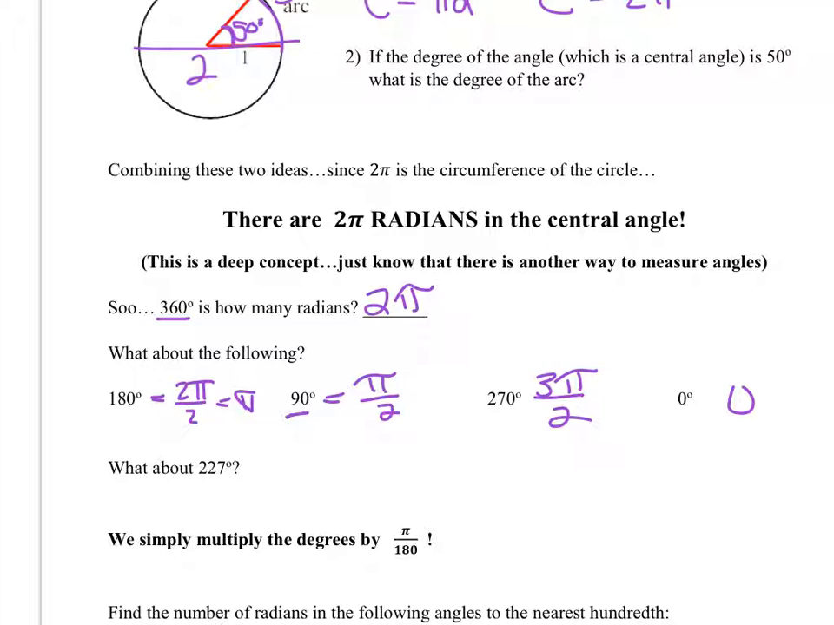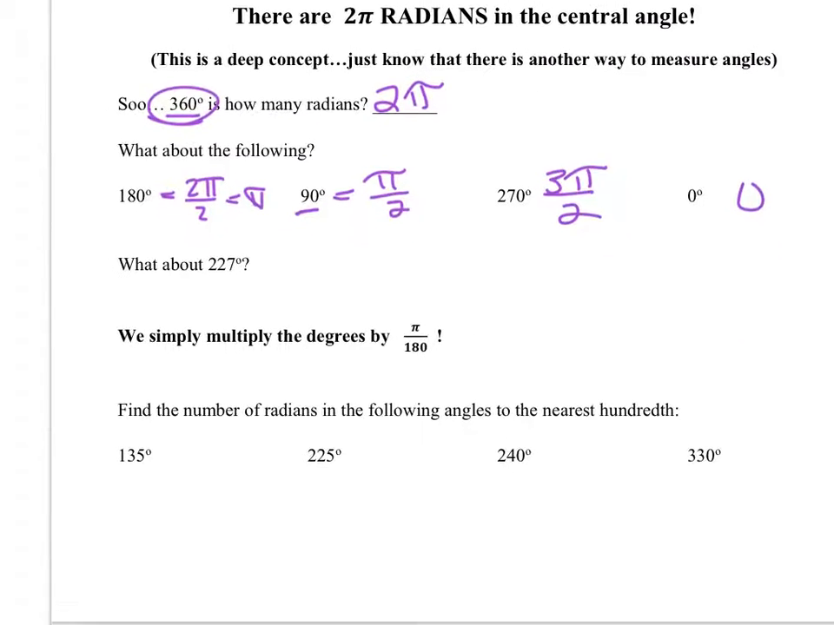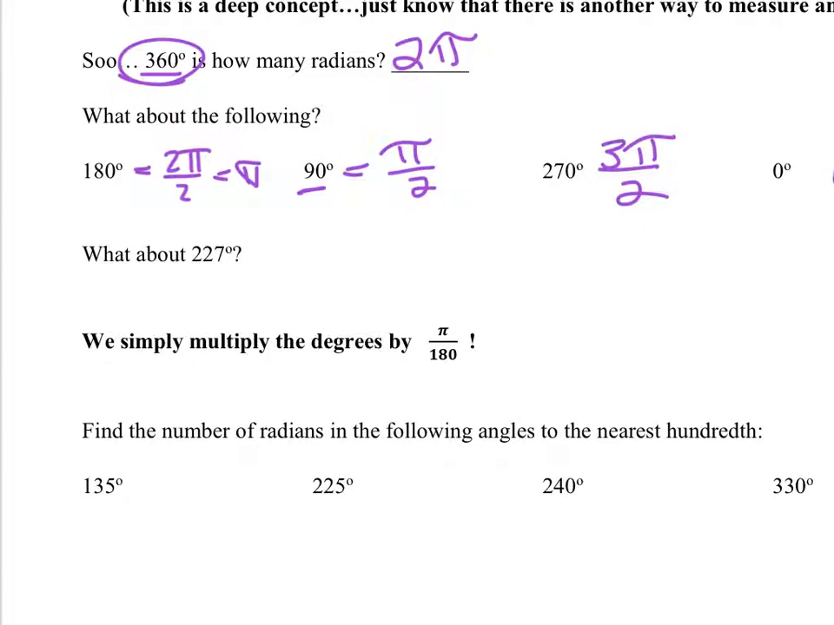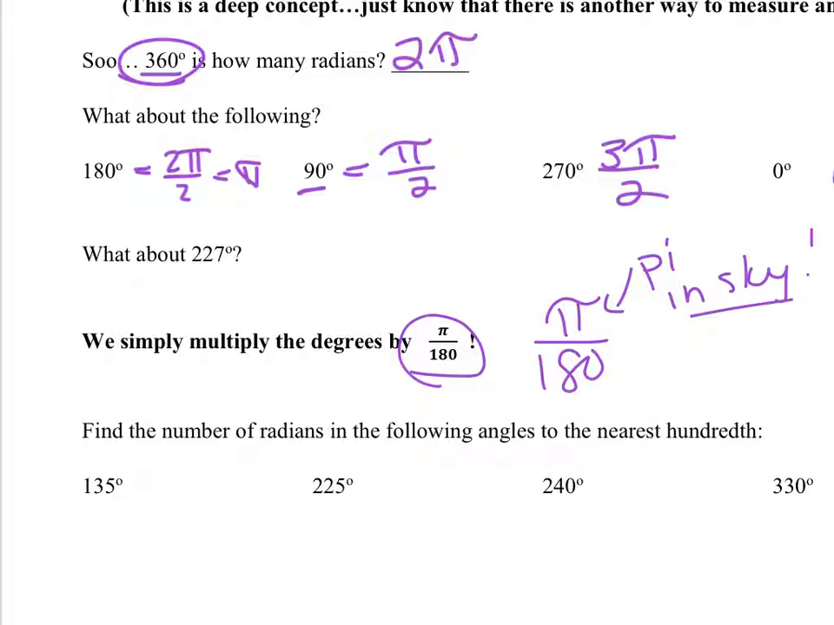So basic ones like the quadrantals, the 180, the 90, 270, and the 0, we can figure those out using their relationship to 360. But what about an angle like 227? What do we do? Well, we simply multiply it by pi over 180. So if you want to get radians, you need pi on the top. So pi in the sky. I just made that up. It's pi in the sky when you're converting to radians. So you would multiply 227 by pi over 180. Whatever number you get is the answer.